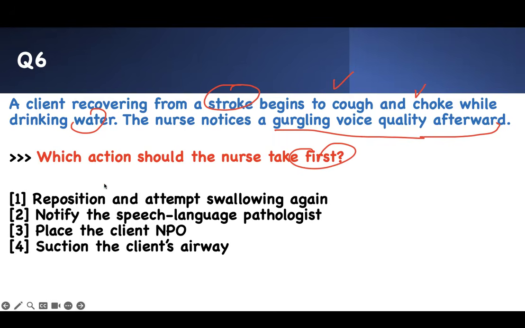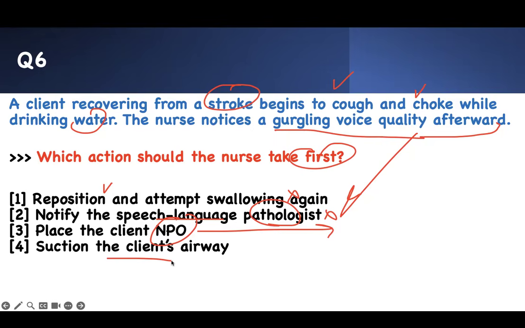Would you reposition them and attempt it again? No. They're having a problem. The patient is probably aspirating. Speech language pathology is too late. I need to fix the problem right now. Place the client NPO, meaning nothing goes into the mouth anymore. It may save him from having this problem. Searching the client's airway.